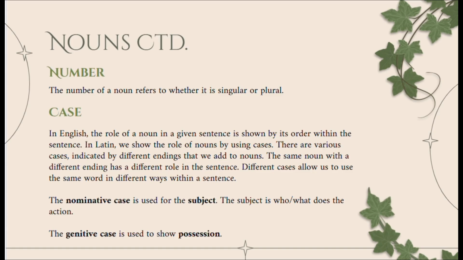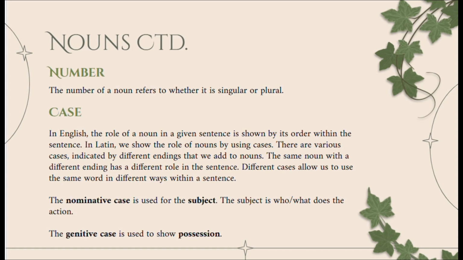There are various cases indicated by different endings that we add to nouns. The same noun with a different ending has a different role in the sentence, and different cases allow us to use the same word in different ways within the sentence. For example, the nominative case is used for the subject, and the subject is who or what does the action. We'll be talking about the nominative case later today, but for the sake of this point, if we see an ending that indicates the nominative case, we know that noun is the subject of the sentence. For example, in the sample sentences earlier, canis had a nominative case ending. So we knew canis, dog, was the subject of the sentence, no matter where it was in the sentence.